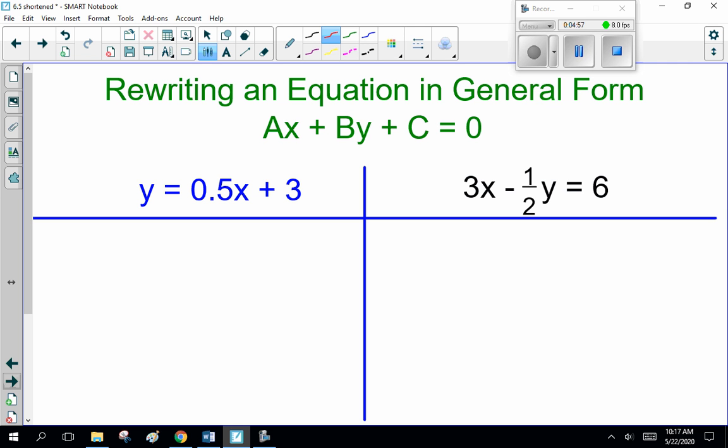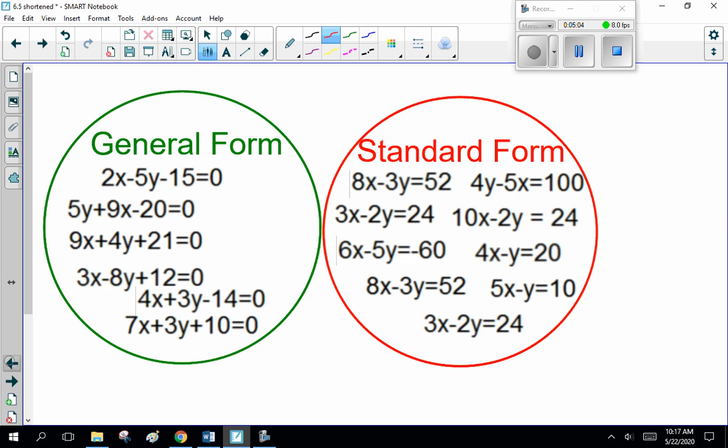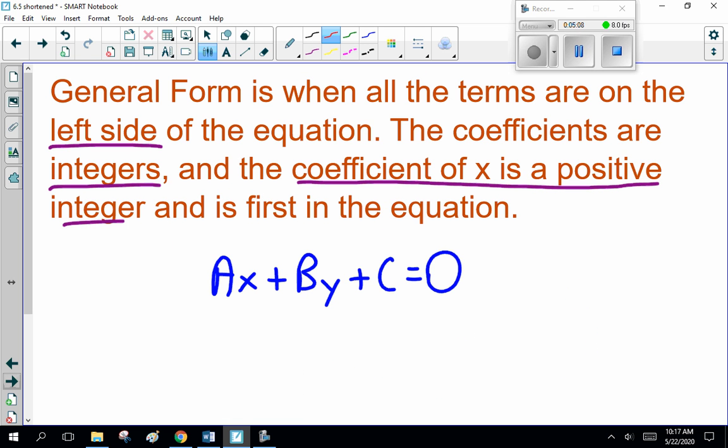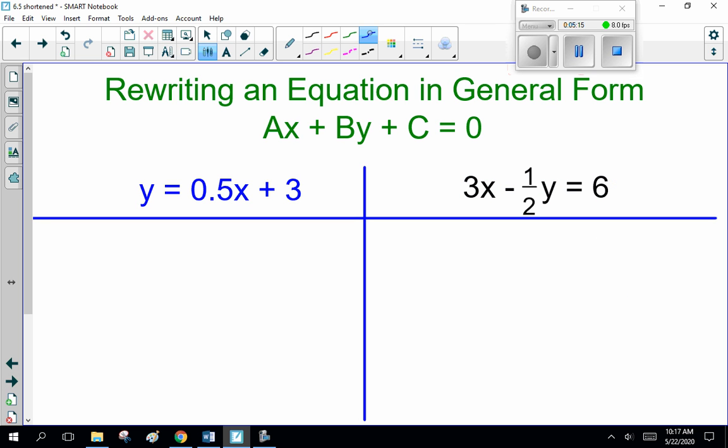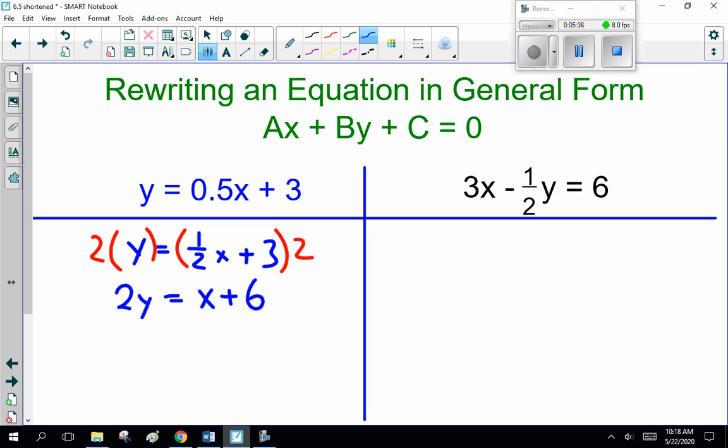Now, let's do this next one. y equals 1/2 x plus 3. The trick here, in general form, what I said, all the coefficients are integers, like a whole number, 1 or 2 or 3 or 4 or 5. So if I have y equals 1/2 x plus 3, how do I get rid of a half? I multiply everything by 2. So this becomes 2y equals x plus 6. So far, so good? Now, how do I get everything over on the left and get this equal to 0? Subtract x from both sides, subtract 6 from both sides.